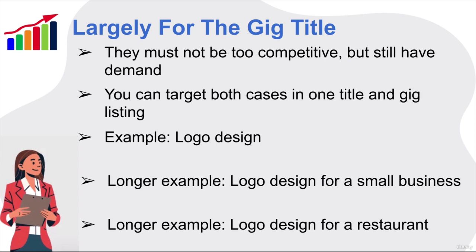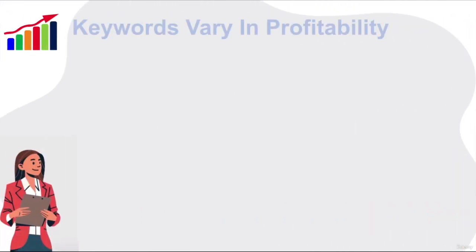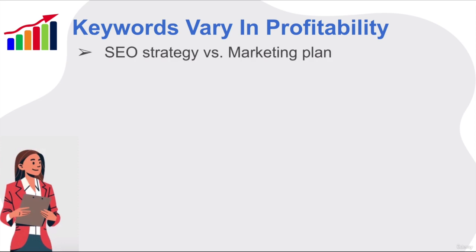But this is not really it yet. What we also have to be aware of is that the keywords you target vary in profitability. What do I mean by that? People searching different things have different needs, and based on their needs, you may or may not be able to sell extra things. For example, I have a gig that targets the keyword SEO strategy, and I have a gig that targets the keyword marketing plan. These are 2 separate gigs with 2 separate keywords.